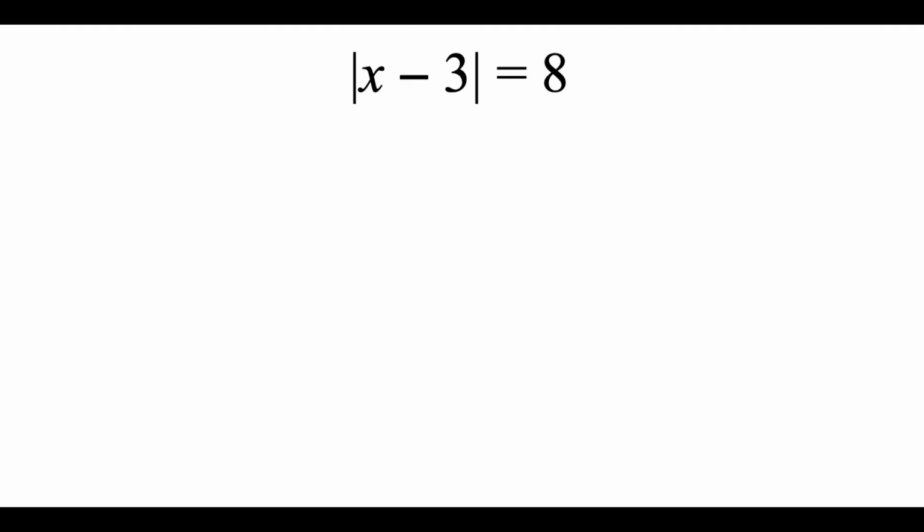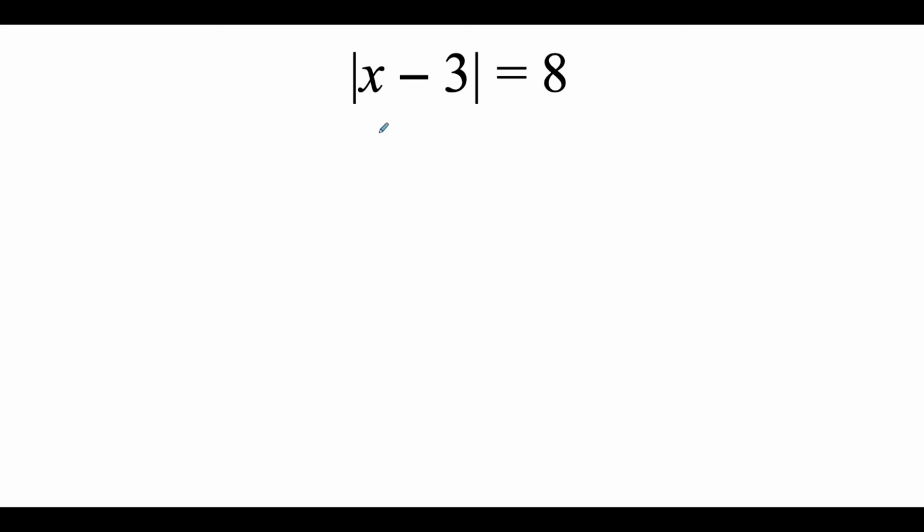Now things do get a little trickier when you start putting extra operations in an absolute value equation. So here we have the absolute value of x minus 3 is equal to 8. What this is really saying is that we're looking for some number that when we subtract 3 from it, it's 8 spaces away from 0. And that can be kind of tricky to think about. So here's what we can do. We can take this one absolute value equation and split it up into two separate equations that we can then solve algebraically.